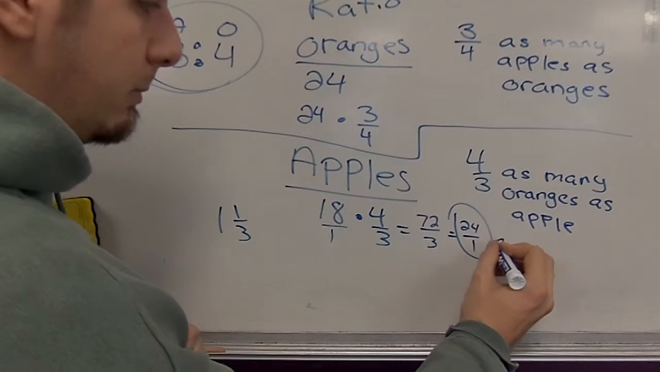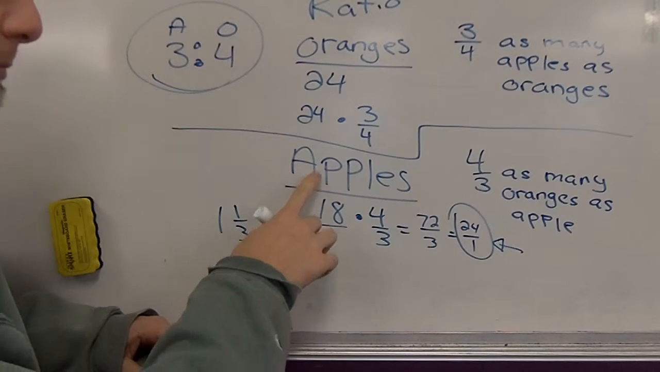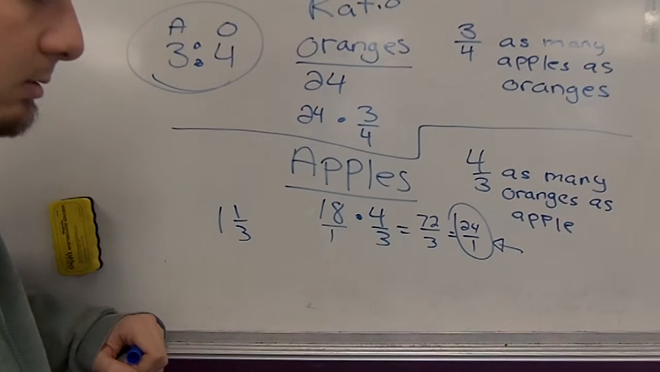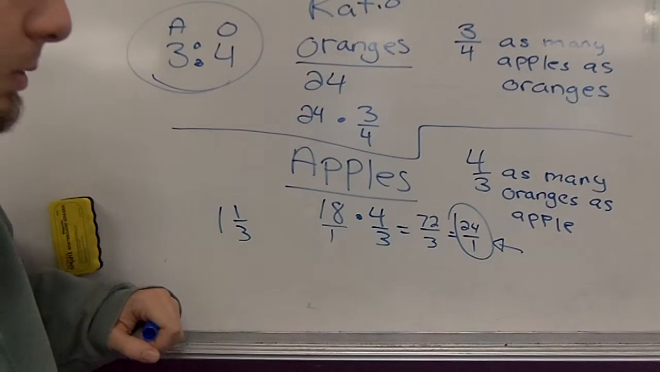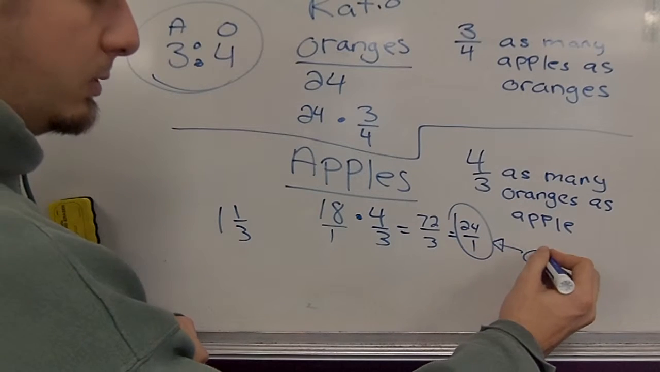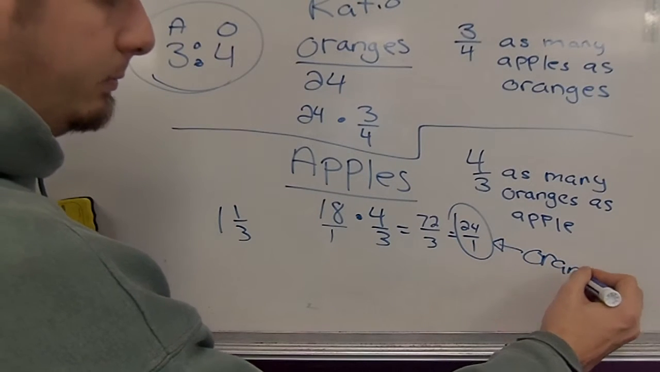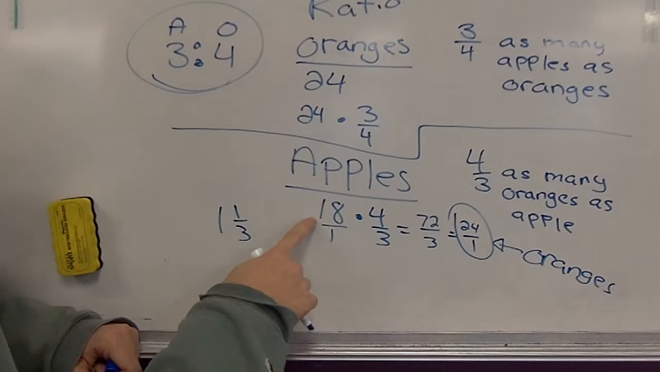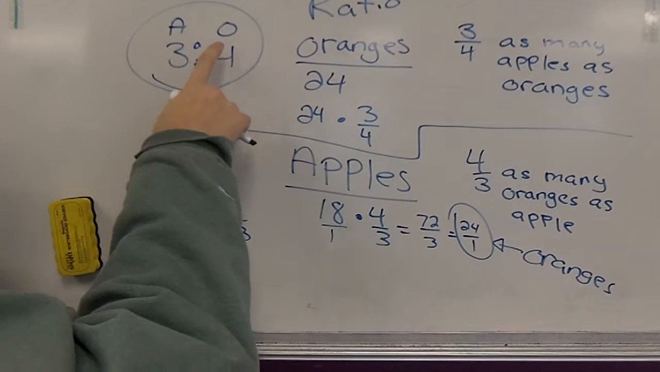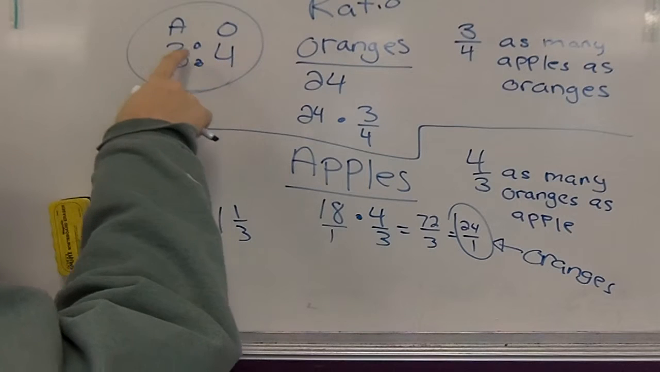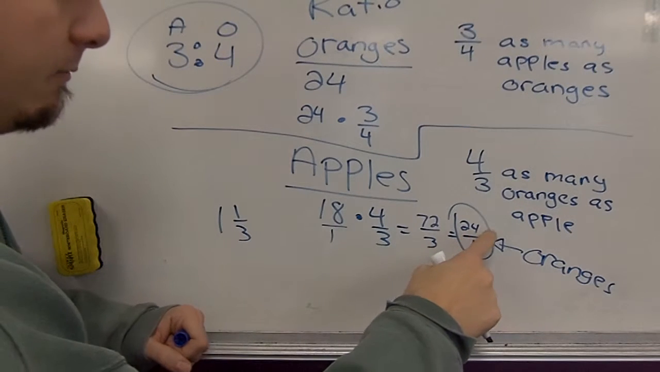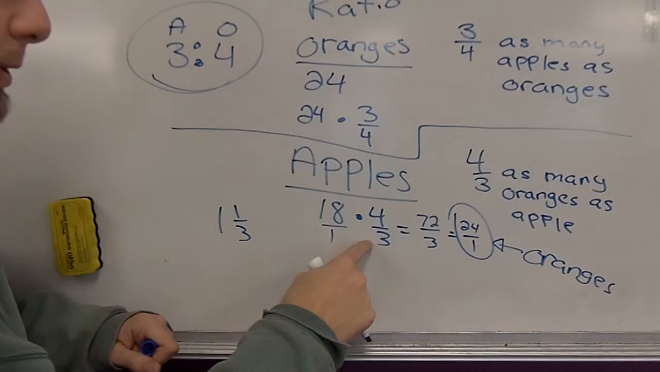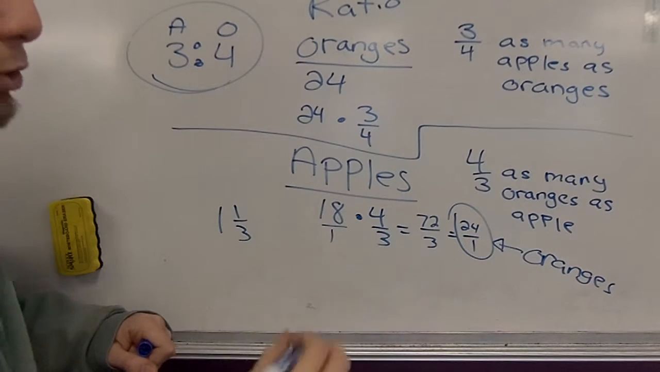When I multiplied 18 apples by 4/3, I was trying to figure out how many oranges I had, right? So this number right here is supposed to represent how many oranges I have. So all you have to do is ask yourself, is 24 bigger than 18? According to my ratio, I'm supposed to have more oranges than apples. So if I have more oranges than apples, then that means I probably multiplied by the right form of the ratio.